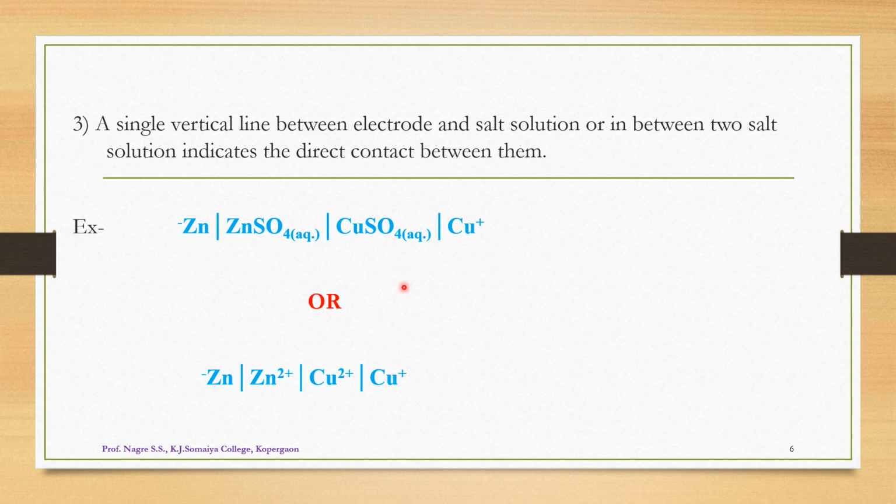the copper sulfate. This cell may be represented in another way as Zn, vertical line, Zn2+, again vertical line, Cu2+, vertical line, Cu. So this is an important convention number 3. Always use a single vertical line for showing a direct contact between either a metal and its aqueous solution or between the two different aqueous solutions.